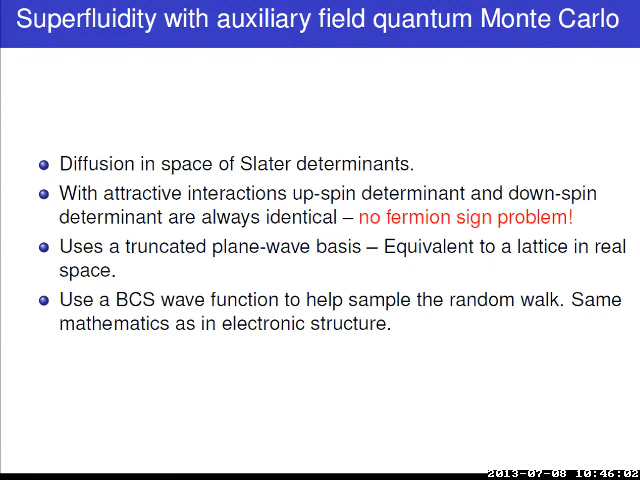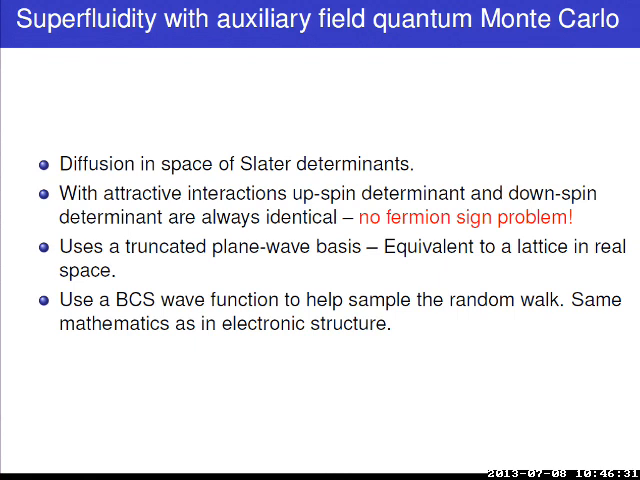So once you know what the walkers are, you just have this phi, and it's given by the two orbital amplitudes, which you can then calculate. So everything goes through exactly the same way. With attractive interactions, the up-spin determinant and the down-spin determinant are always identical, so there's no fermion sign problem. So the beauty of this is that there's no sign problem.